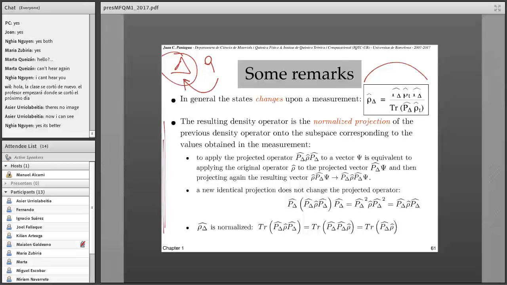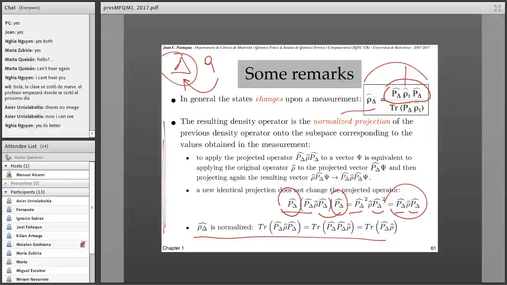If we make a second measurement, since the first measurement changed this operator into this operator with a normalization constant here, then let's apply the same type of measurement. So we again have to multiply on the left-hand side and on the right-hand side by the same projection operators. But since projection operators are idempotent, here we have the square, which is the same as P, and here we have the square of P, which again is the same. So the numerator has not changed by the second measurement, and so the final density operator is the same.